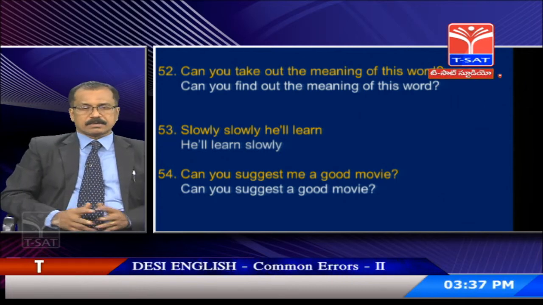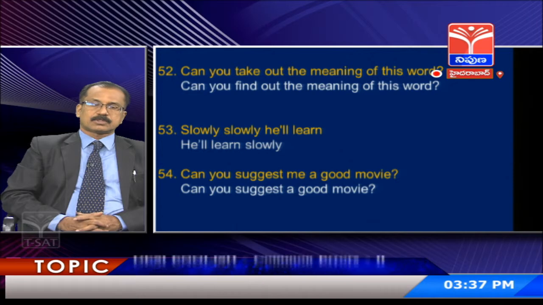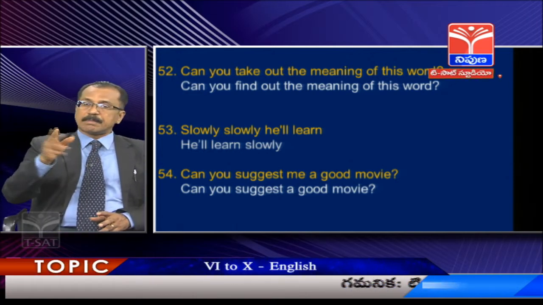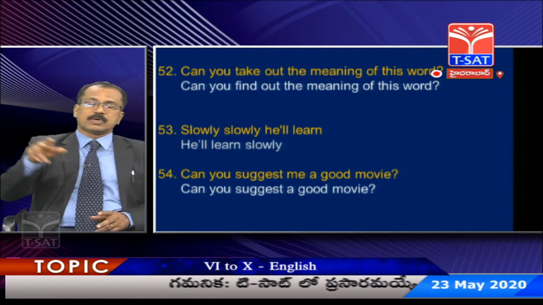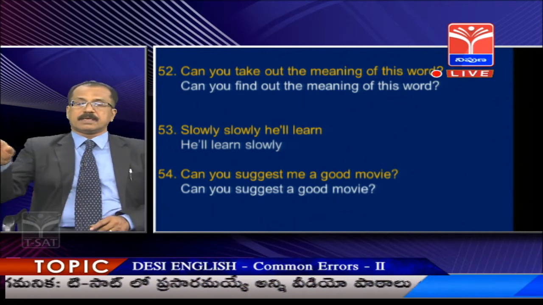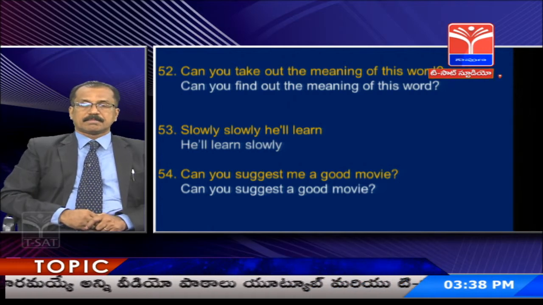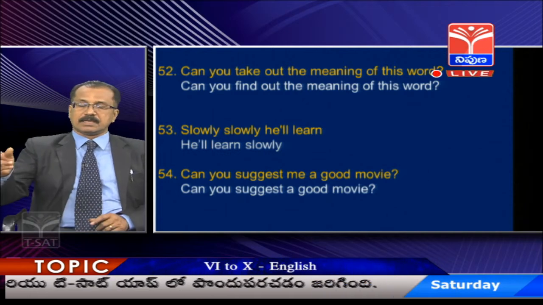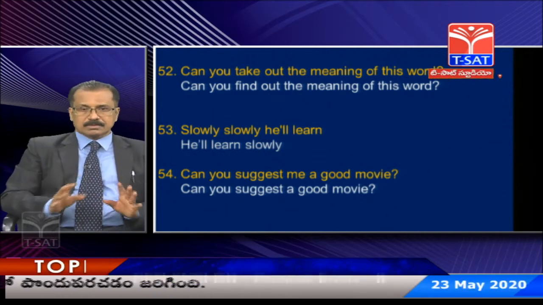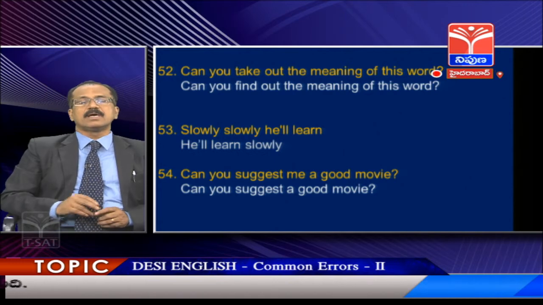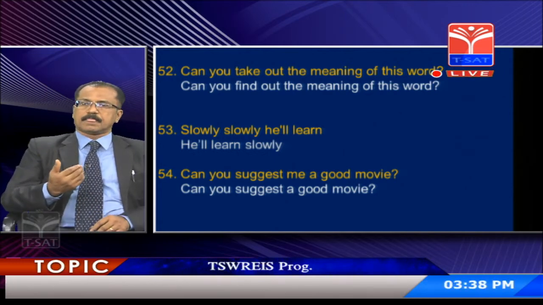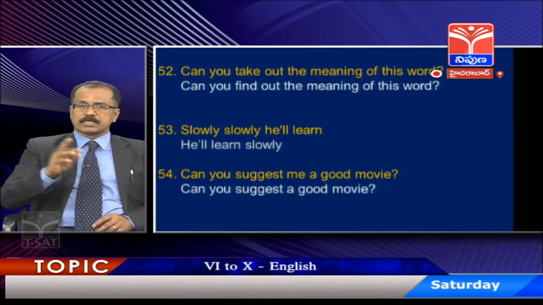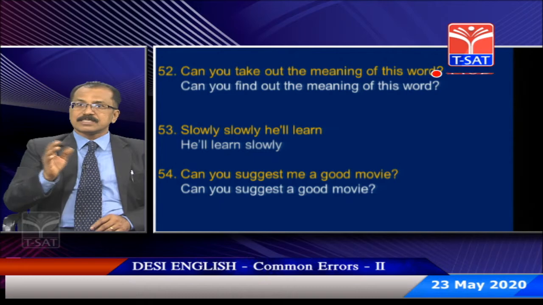The next one: slowly, slowly he will learn. Slowly, slowly you come. This uses a double meaning of those two words. Dheere dheere in Hindi you say. No, use it only once. He will learn slowly. Oh, come slowly. This is how you have to speak. Not slowly, slowly he will learn, or slowly, slowly come. He will learn slowly.